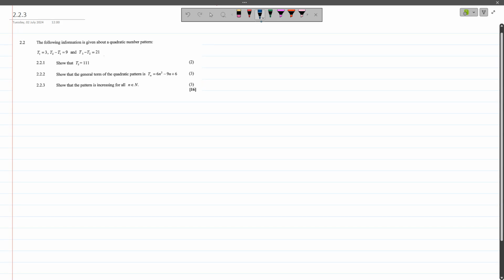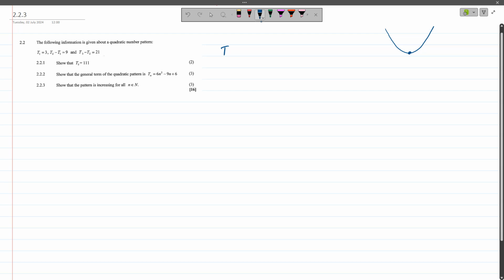Question 2.2.3 says show that the pattern is increasing for all values of n. So in this case, we want to prove that the smallest value in our pattern is positive. Now we know for a quadratic graph, the smallest value is the turning point. This is similar with the quadratic pattern as well. The smallest value will be at the turning point, the minimum point.